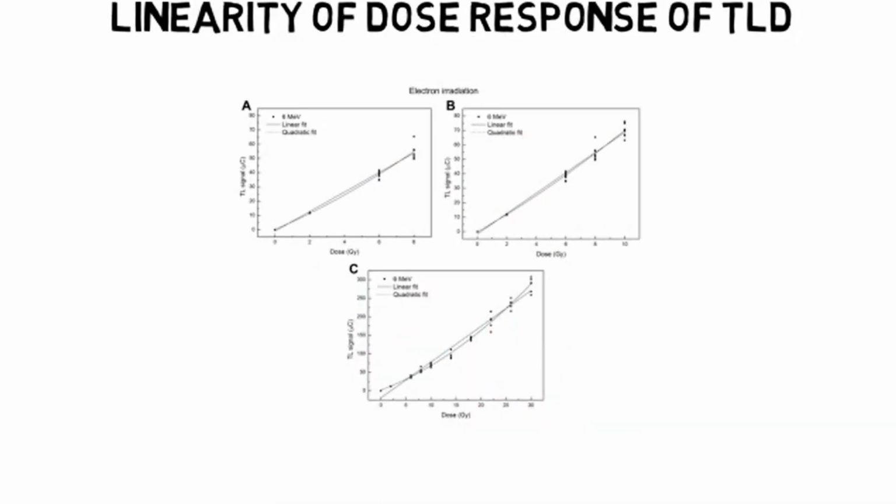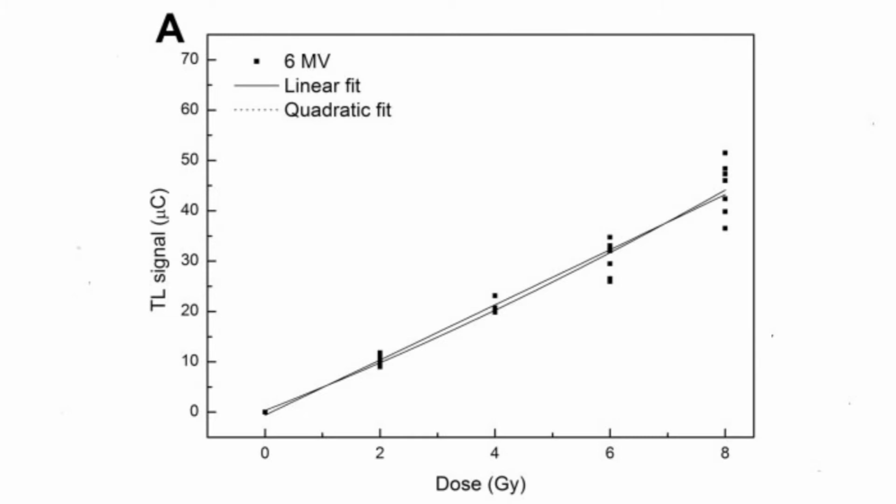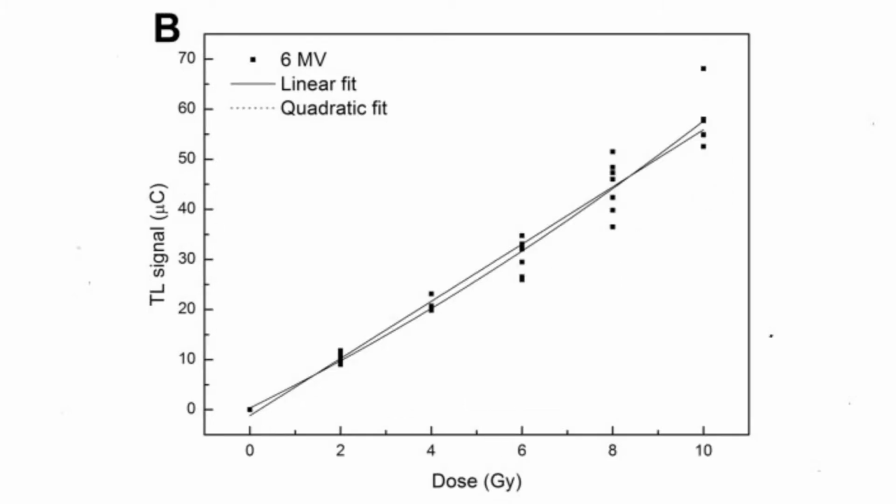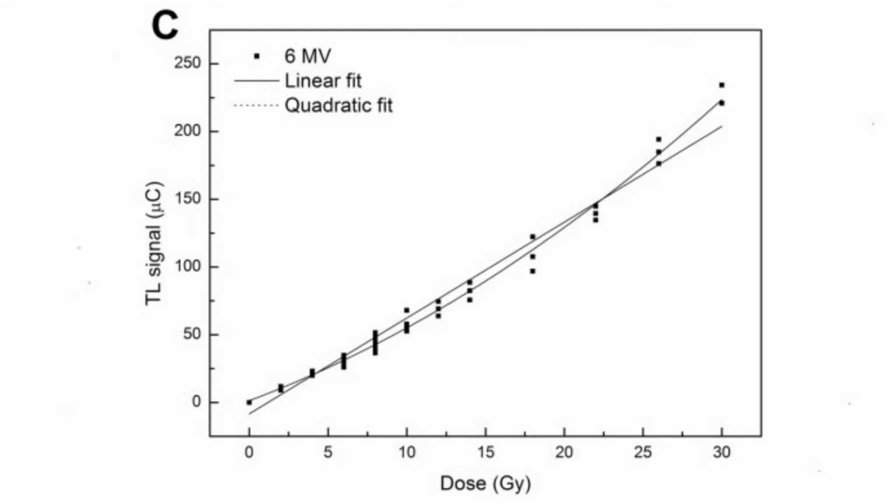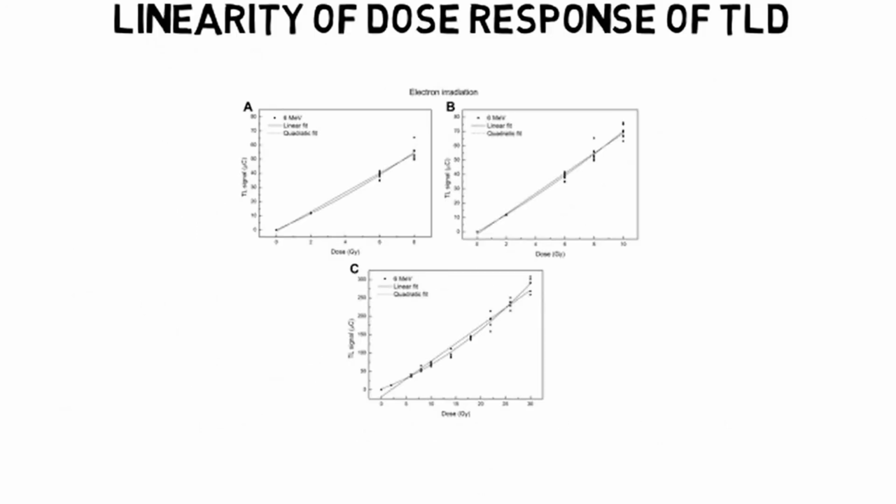This figure shows the curves of TLD exposed to a 6 mega electron volt beam at different dose ranges, which is for A 0 to 8 gray, for B 0 to 10 gray, and for C 0 to 30 gray. The solid line represents the linear fit and the dotted line represents the quadratic fit.